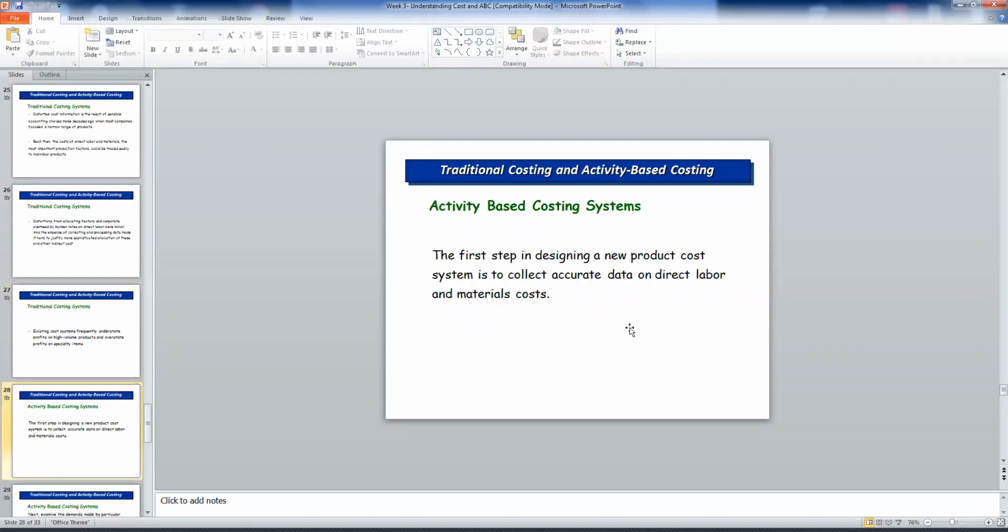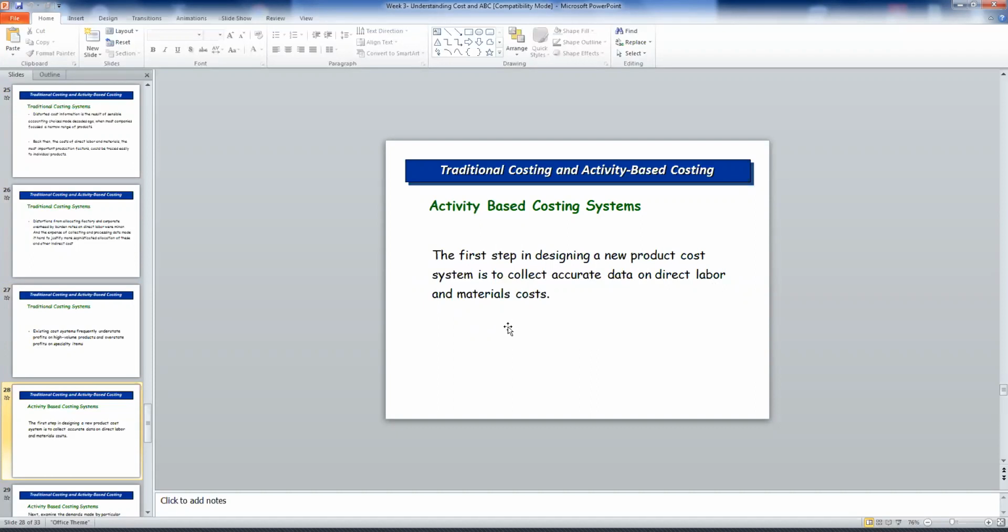So we want to think about activity-based costing. The first step in designing a new product cost system is to collect accurate data on direct labor and direct material cost, okay? And that's true in the traditional costing system as well. The first step is always, let's make sure we know direct labor and direct material. And the good news here is that we've had a history of doing that well, and we can continue to do that going forward. So really, there isn't much that needs to be changed when it comes to direct labor and direct material.